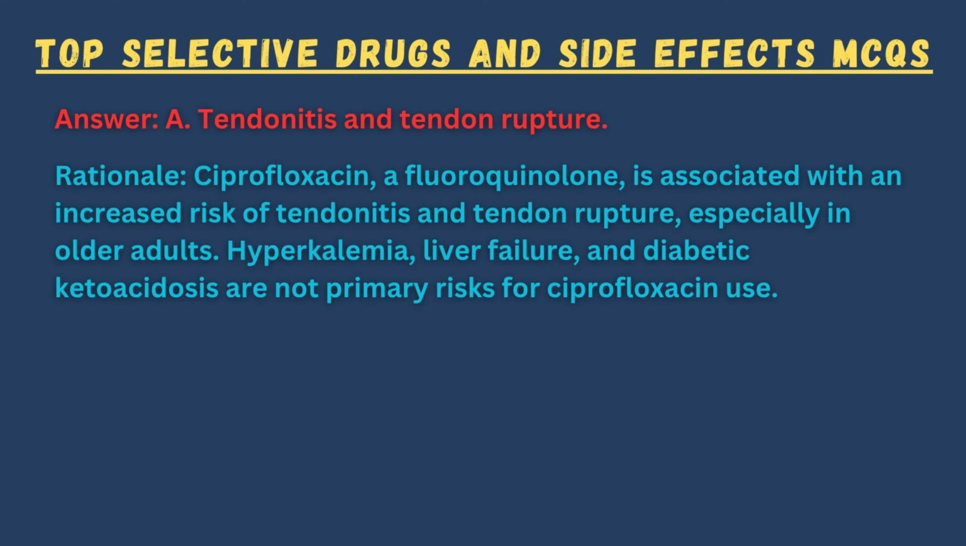Answer: A. Tendinitis and tendon rupture. Rationale: ciprofloxacin, a fluoroquinolone, is associated with an increased risk of tendinitis and tendon rupture, especially in older adults. Hyperkalemia, liver failure, and diabetic ketoacidosis are not primary risks for ciprofloxacin use.